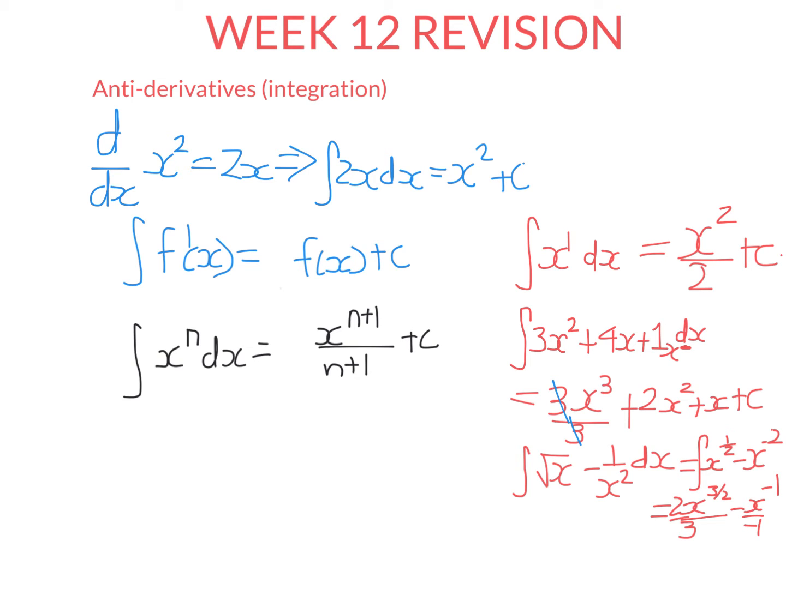So, of course, these two negatives cancel out to make it a positive. And I can write x to the power of minus 1 as 1 on x. And because I'm integrating, I need to add the c.